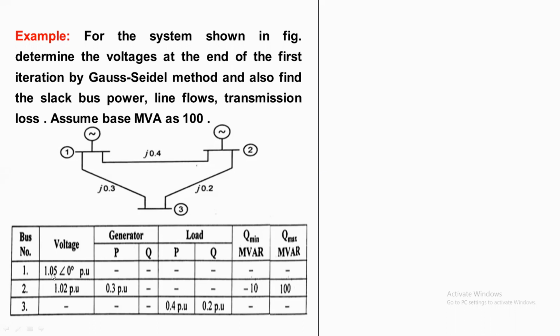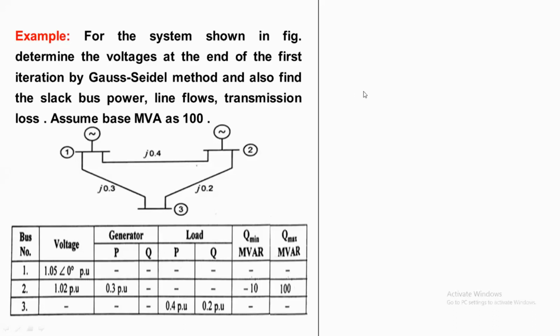The first bus is a slack bus. Here the magnitude of voltage and the phase angle are specified. For the second bus, the magnitude of voltage and the P value are given, so that bus is a PV bus. PV bus means generator bus. Here the reactive power limits are also given. For the third bus, the load real power and load reactive power values are given. That is a PQ bus. PQ bus is the load bus.